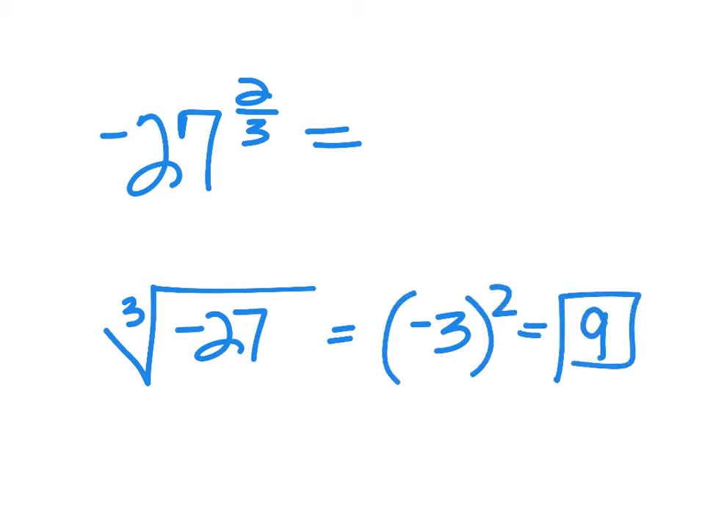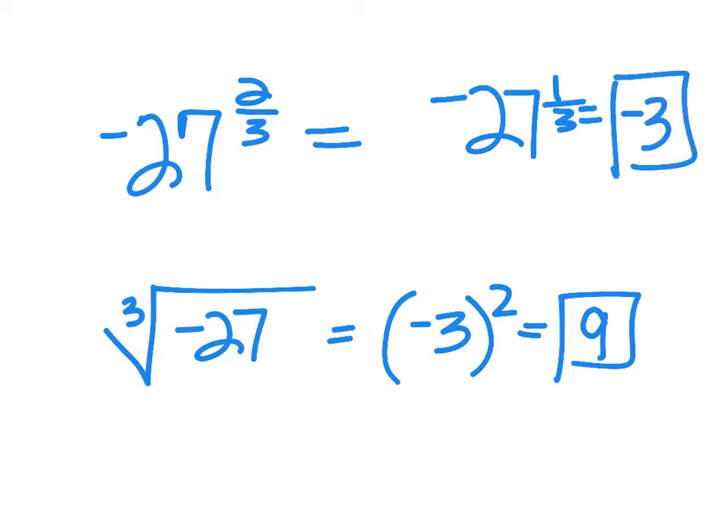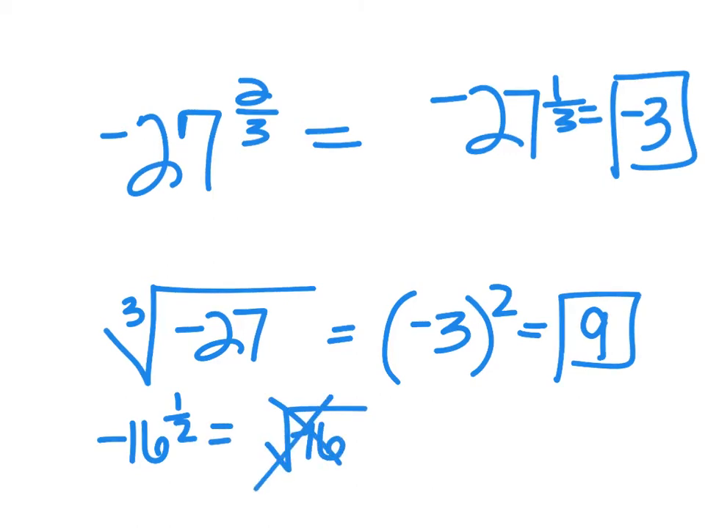Now, if I did negative 27 to the 1/3 power, I would just do the cube root of negative 27, which is negative 3. Okay, so negative signs, you can still do it if it's like a cube root or a fifth root, but you can't do it with a square root. So like if I did negative 16 to the 1/2, you're not going to be able to get an answer for that because you can't do the square root of negative 16.